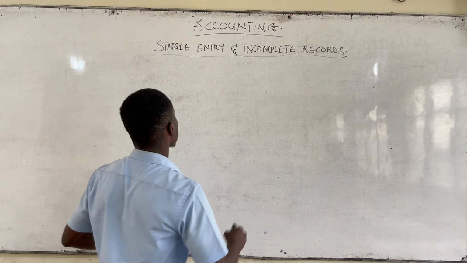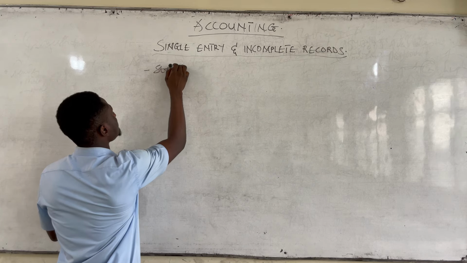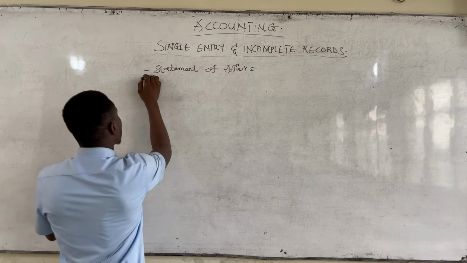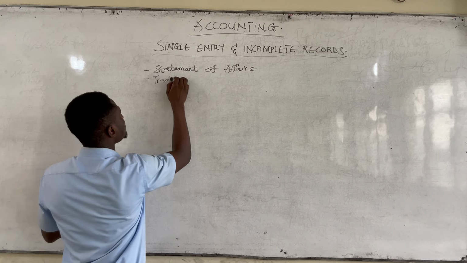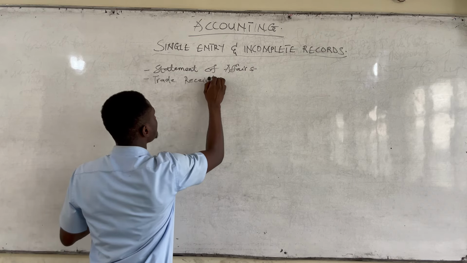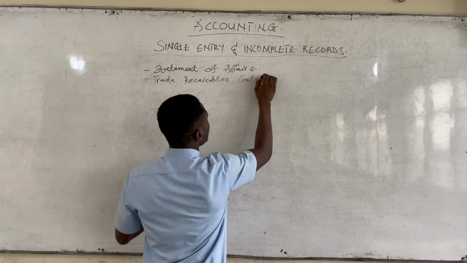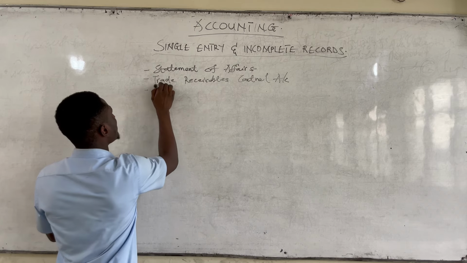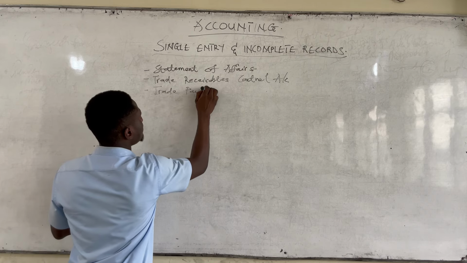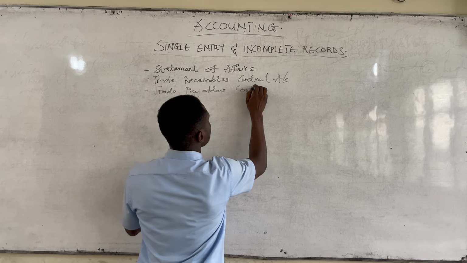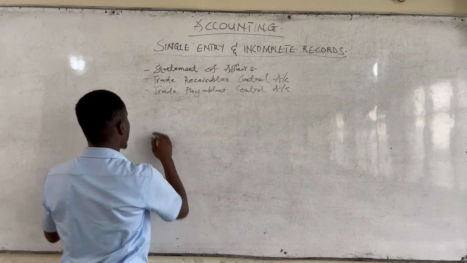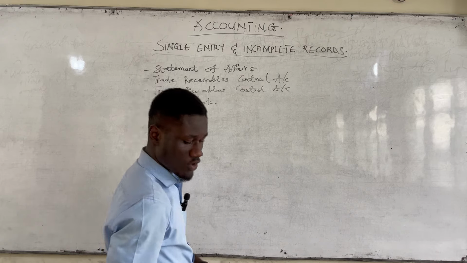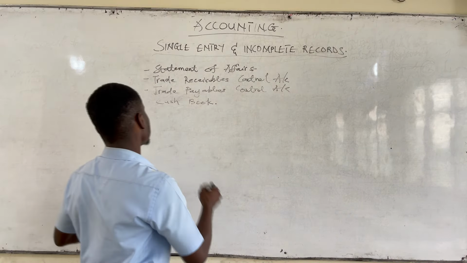For single entry, you have to know how to prepare your statement of affairs. Also, you have to know how to prepare your trade receivables control account. Also, you have to know how to prepare your creditors or trade payables control account. Good. Also, you have to know how to prepare your cash book. And also, you have to know how to prepare your income statement.